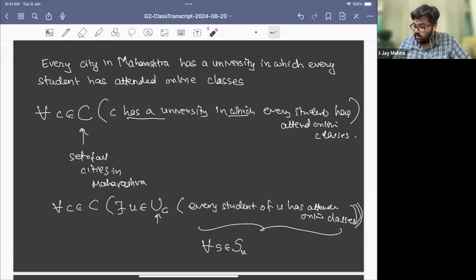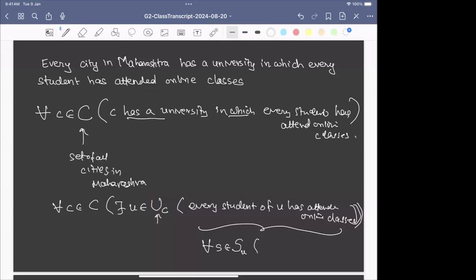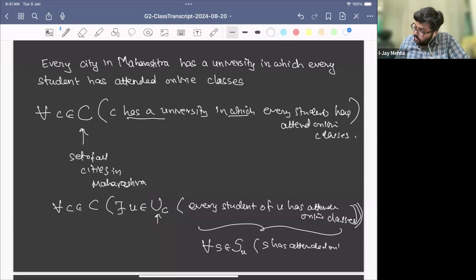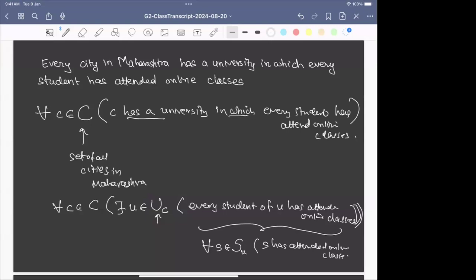Now we have chosen a city. Now we are looking at a set of universities in that city. So that set is changing. It depends on city. And now the set of students of university depends on U. So we have now SU. Very good. Okay. For all S belongs to SU, S has attended online classes.